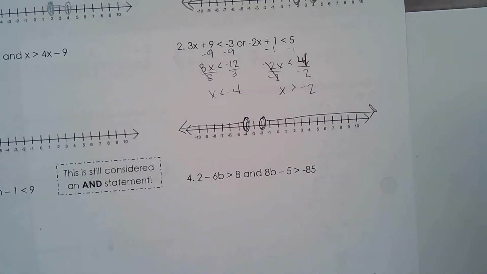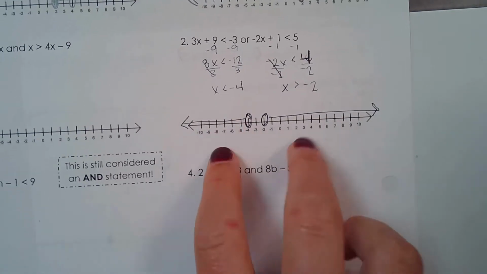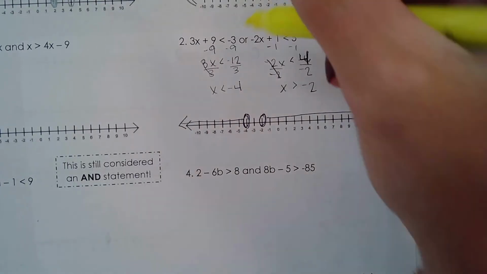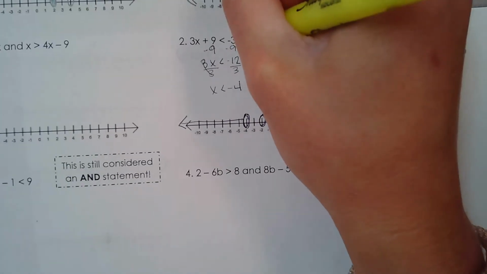So since this is an or statement, we'll just leave our graph just like that because anything that's true for either one will be part of our solution set. Questions there? I'm going to highlight where it says or so that we know why we did it that way.